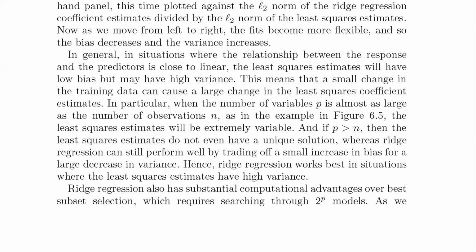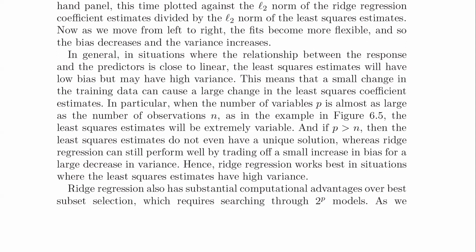Okay, well, it's actually going to expand now. This means that a small change in the training data can cause a large change in the least squares coefficient estimates. Really, I would have thought that would be if we had high bias. Oh no, this is high variance because it's a small change in the training data, not to one data point. You change the training data and it can cause a large change in the least squares coefficient estimates.